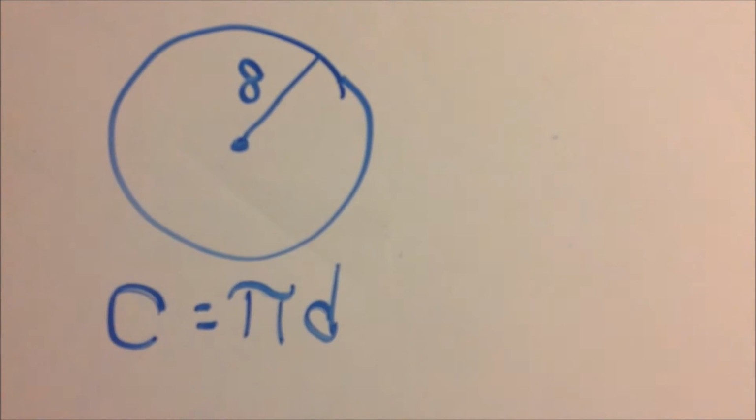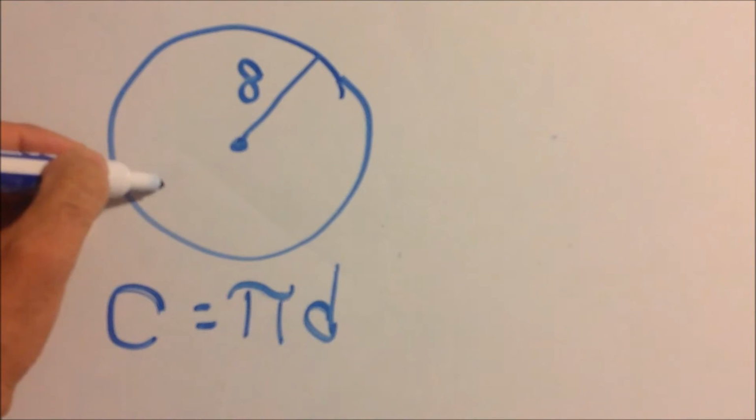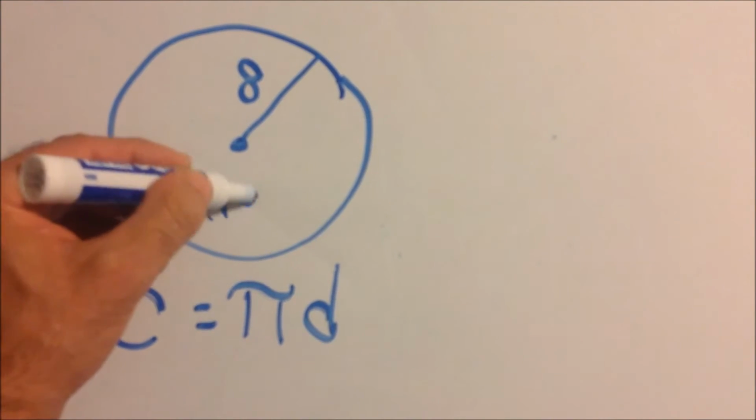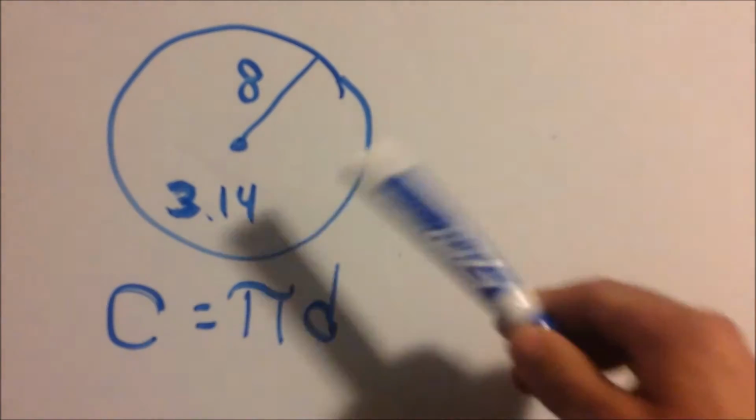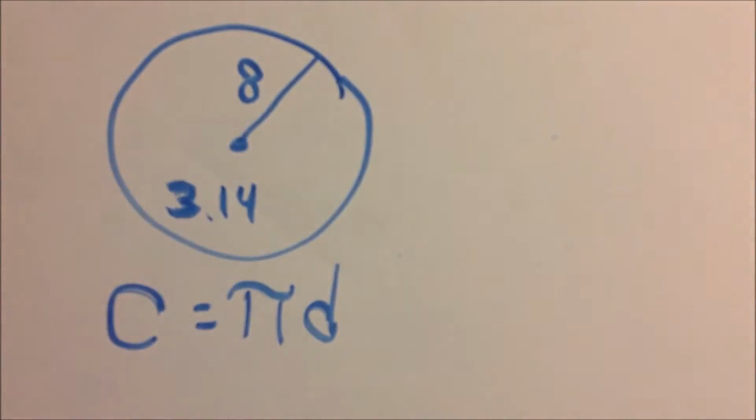So, what should we do first? We want to find the circumference. We know we're going to use pi as 3.14. Let's write it up here for a minute: 3.14. And we need the diameter. Now, we don't have the diameter, we have the radius of 8. So what would the diameter be? Well, the diameter is twice the radius, so the diameter would be 16 units. So try to find the circumference of this circle.